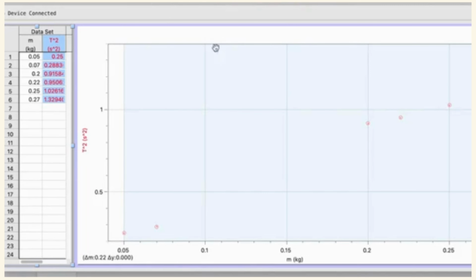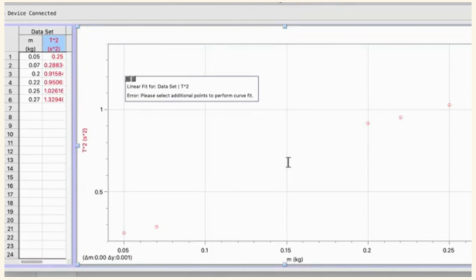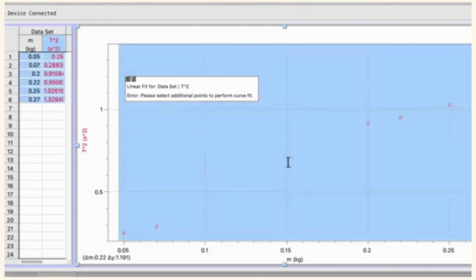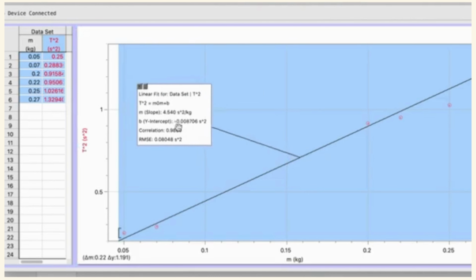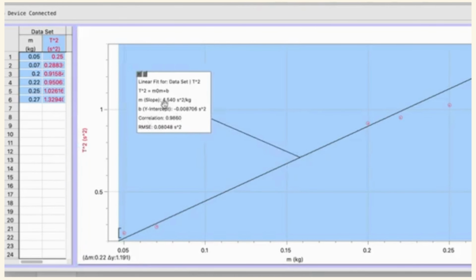Let's zoom in. It's fairly linear-ish. It's not as great. Let's highlight all of this data. Make a graph. Get rid of this one. Okay. So from right there, I get a slope of 4.54. Okay. So that's not the spring constant.